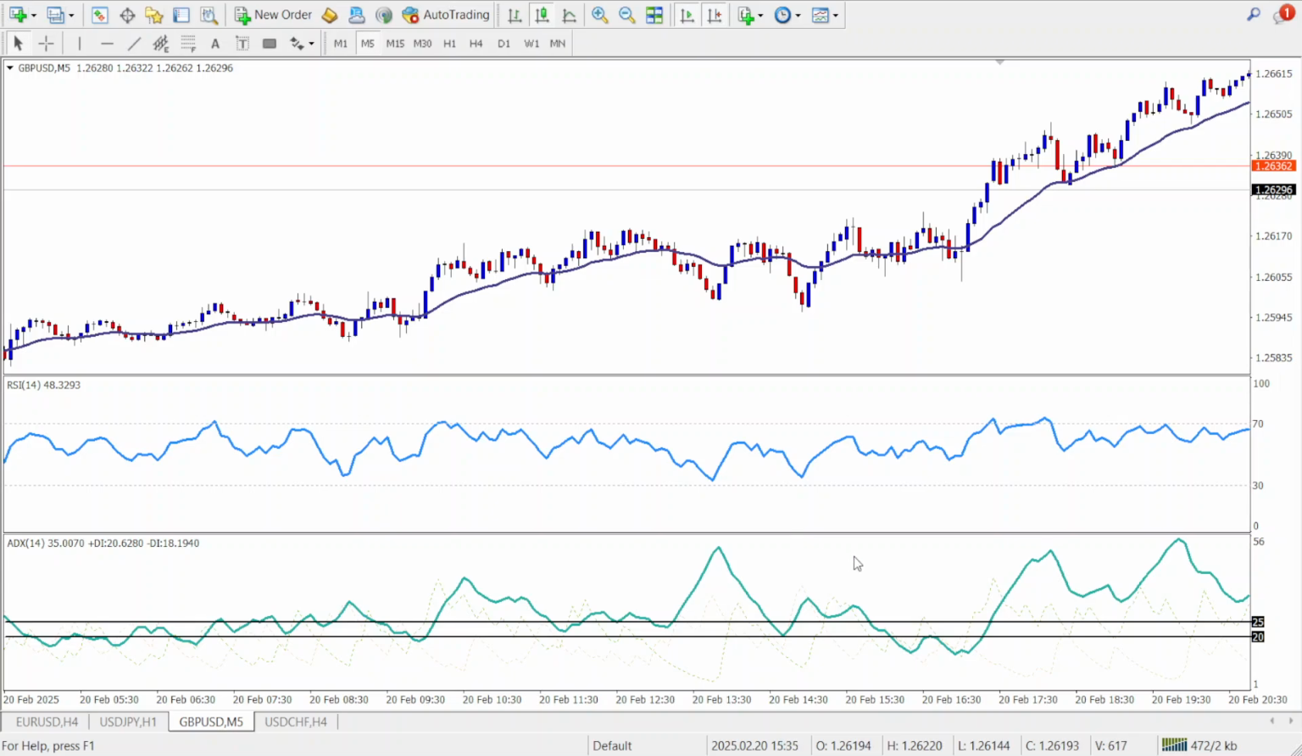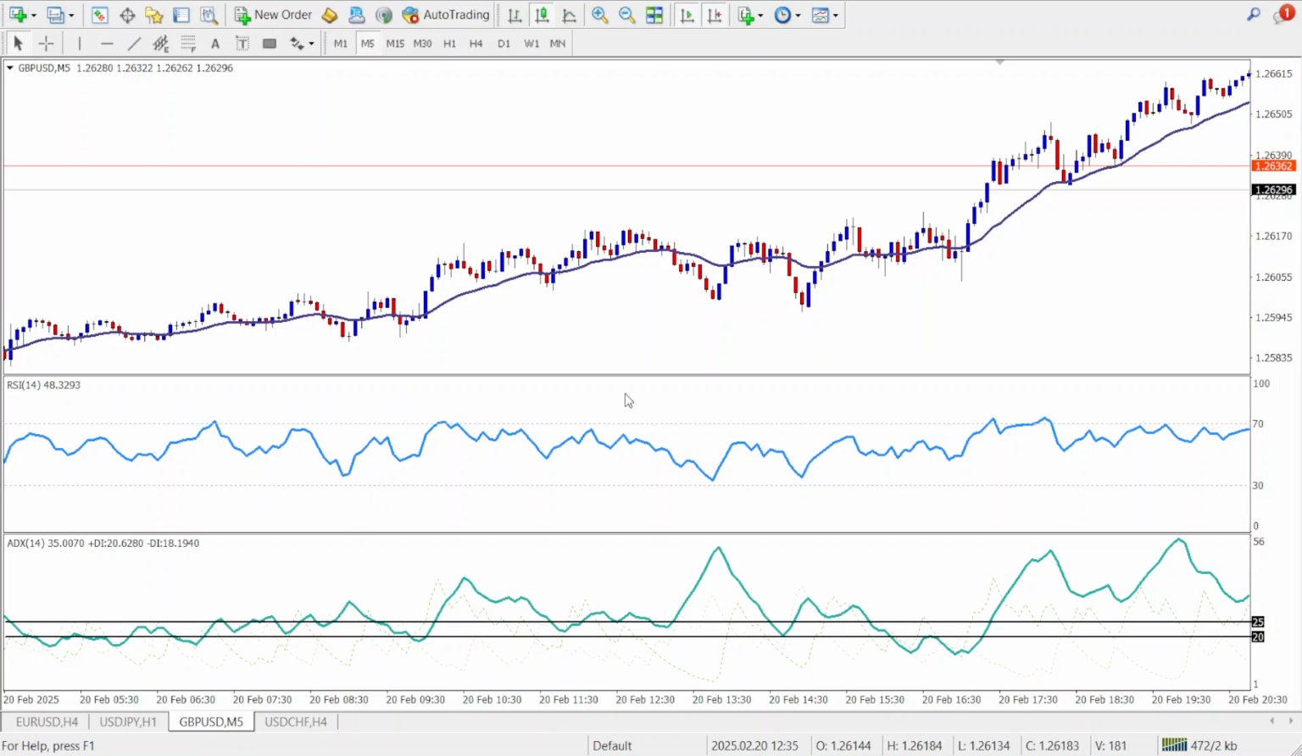For example, if the ADX is above 25 and the EMA is aligned with the trend, it's a good signal to take a position. Like you can see what happened here. The ADX is above 25. Okay, let's use this. ADX is above 25 here. You can see that the price is above the moving average, so it will have a good opportunity to enter a buy trade.